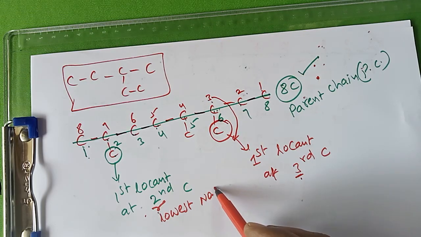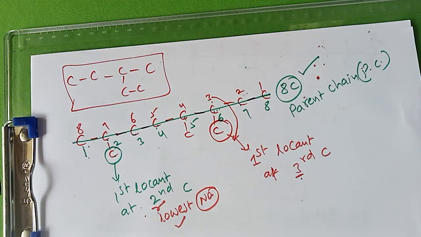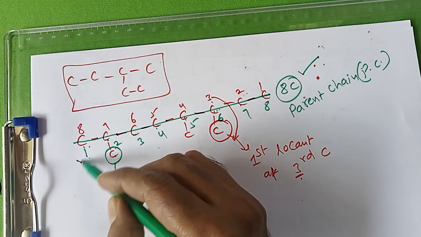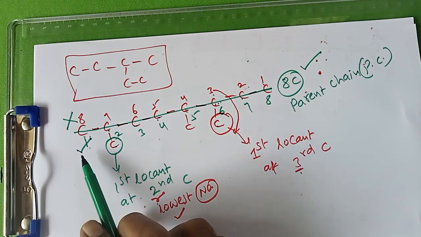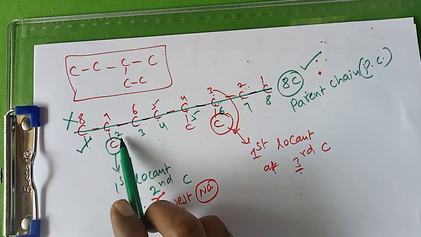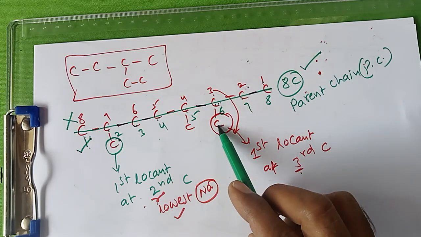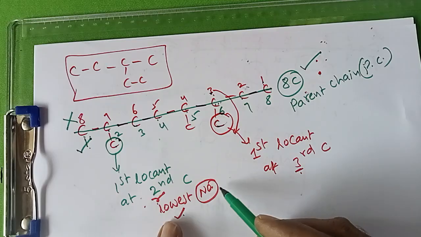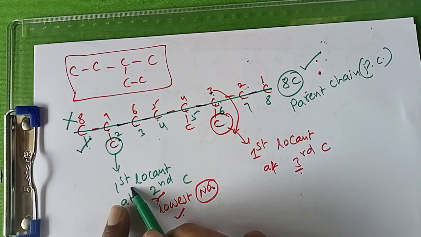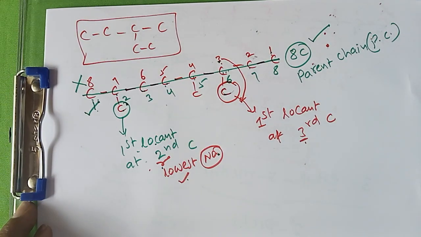Lowest number, this is only what you consider. This is the right numbering. That's why this green color numbering is the right numbering. Red color is the wrong numbering. Why is green color right? First locant at second carbon only. But in the red color numbering, 1, 2, 3, first locant at the branch at third carbon. So lowest number, first locant. Now the number is decided. Now we move to the IUPAC name.